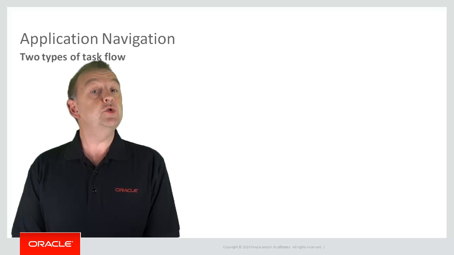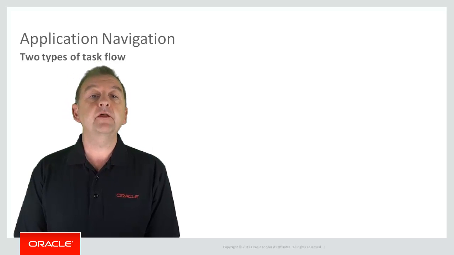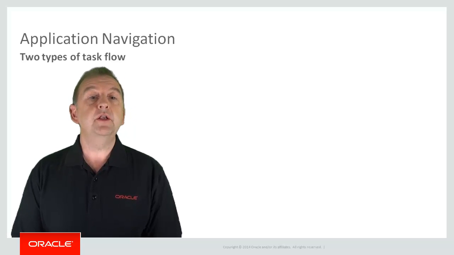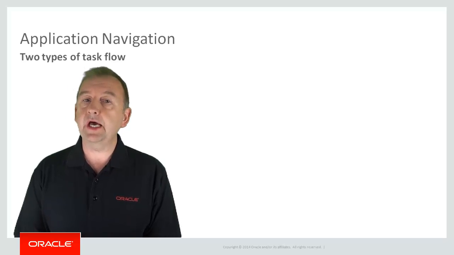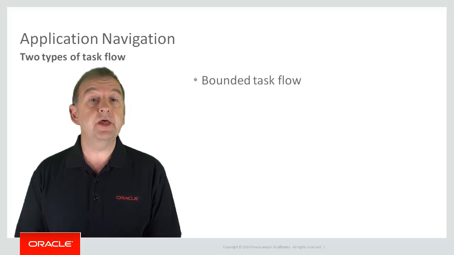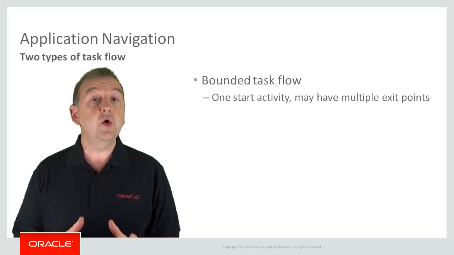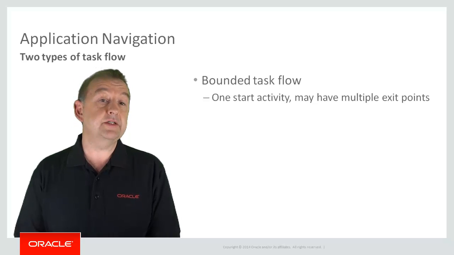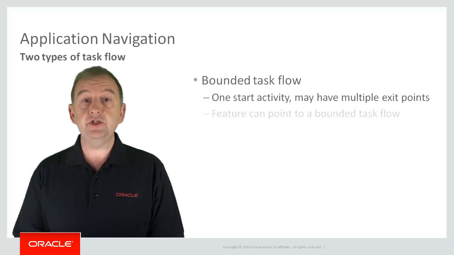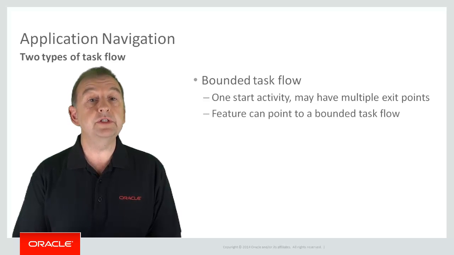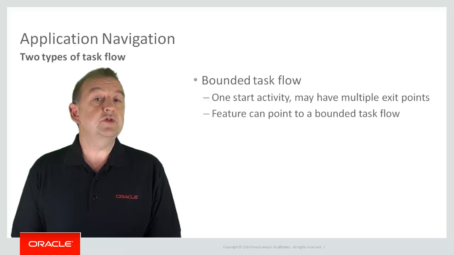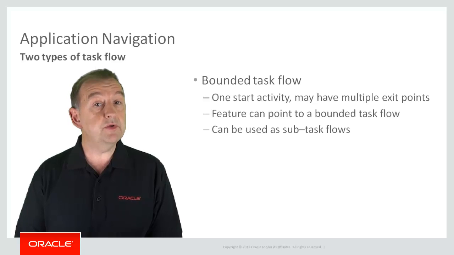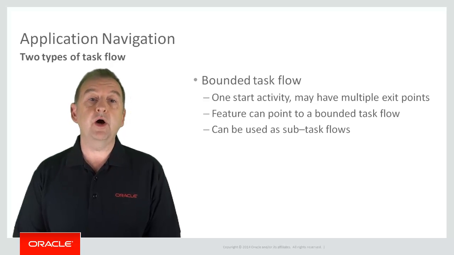Now there are actually two types of task flow in Oracle MAF. There's something called a bounded task flow and there's an unbounded task flow. Now 99% of your work on task flows will be with bounded task flows, and the bounded task flow is simply a task flow with a single start point, and it may have 0, 1 or multiple possible exit points. And typically each feature in your application points to a bounded task flow. And a bounded task flow can be used as a subtask flow, so it can be called from within a bounded or an unbounded task flow to whatever depth you require.